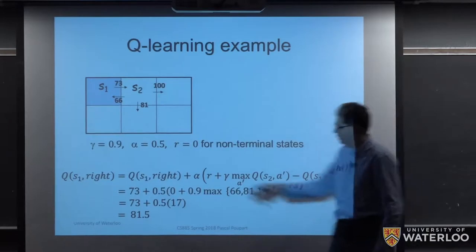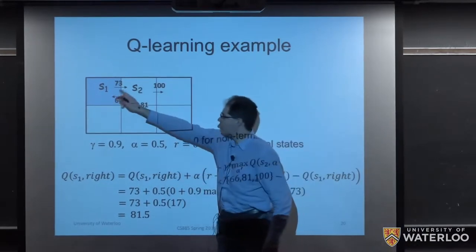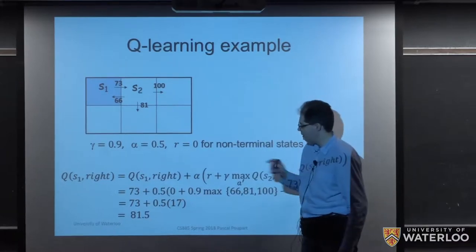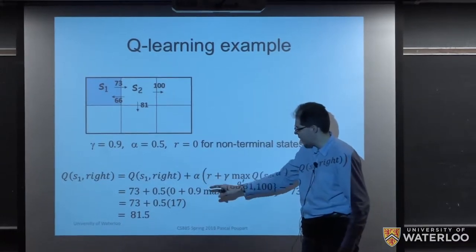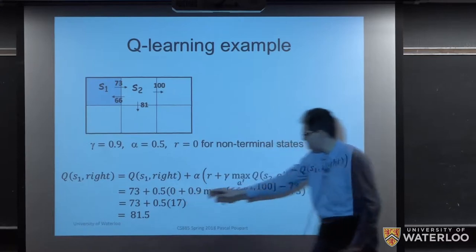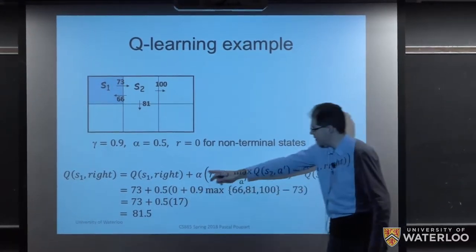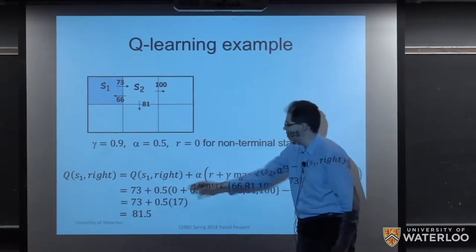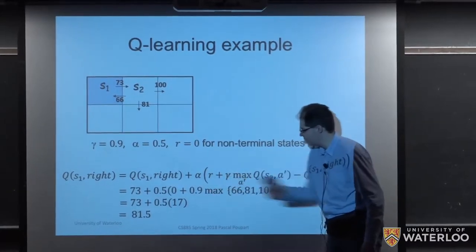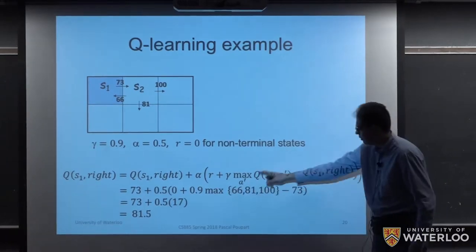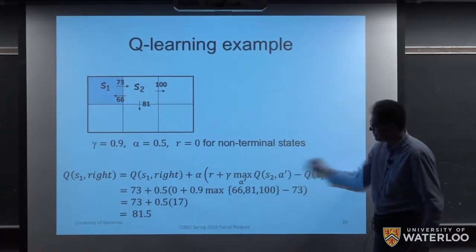So for S1 going right, the current estimate is 73. Then let's say that we have a learning rate of 0.5, so I'm just going to plug that in. And now let's say that we have no reward, so the reward is 0, plus a discount factor of 0.9 times the max. And now we take the max of the Q values in state 2.